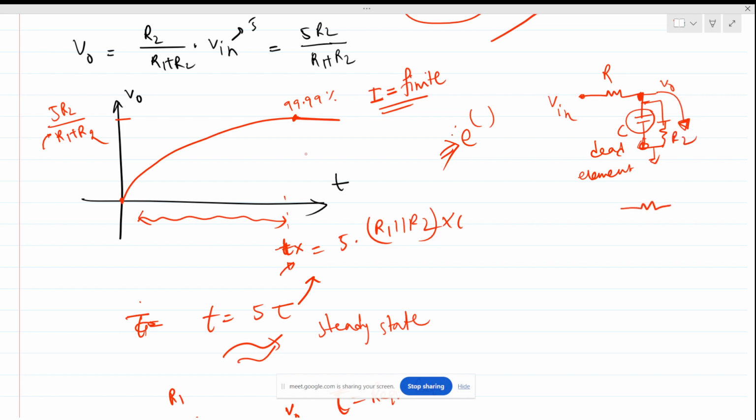This is R2, this is R1, so this will be nothing but this. So there is no zero, right? There will be no effect. There is no zero present here.